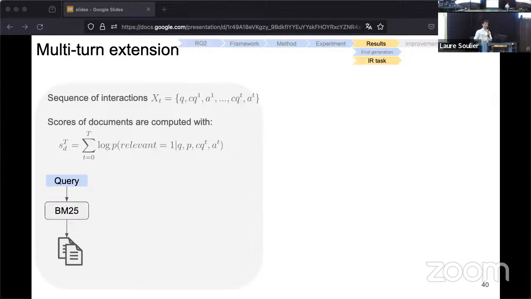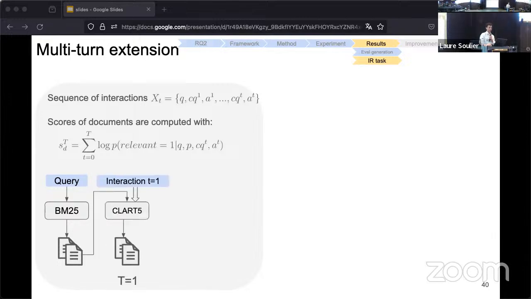So we also wanted to extend our framework to multi-turn. So what happens if we have multiple interactions with the user? So given a query, a clarifying question, an answer, and then for the next turn, a clarifying question and an answer, and so on. So we computed the score of documents as the sum of the log probability of documents being relevant given the interaction.